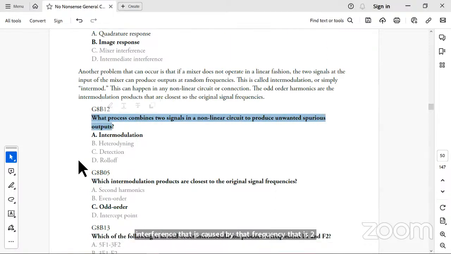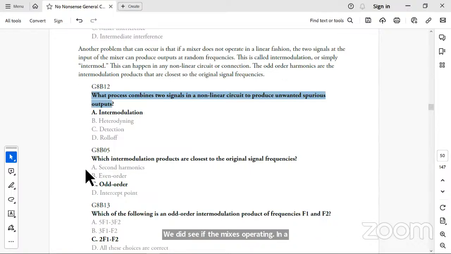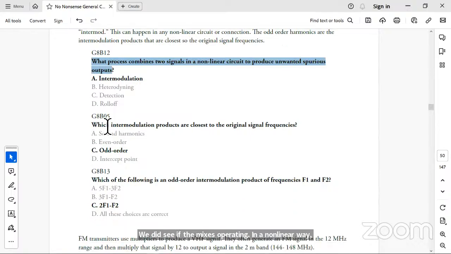What process combines 2 signals in a non-linear circuit? So that's the keyword here, non-linear circuit, to produce unwanted spurious outputs. We did say if the mixer is operating in a non-linear way, that interference is called intermod or intermodulation.